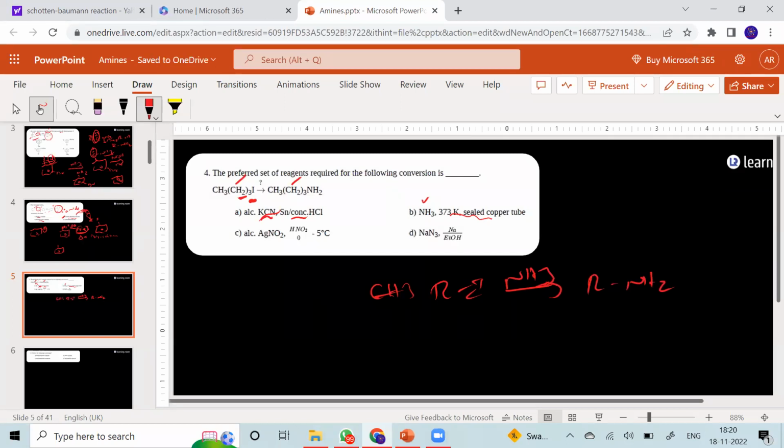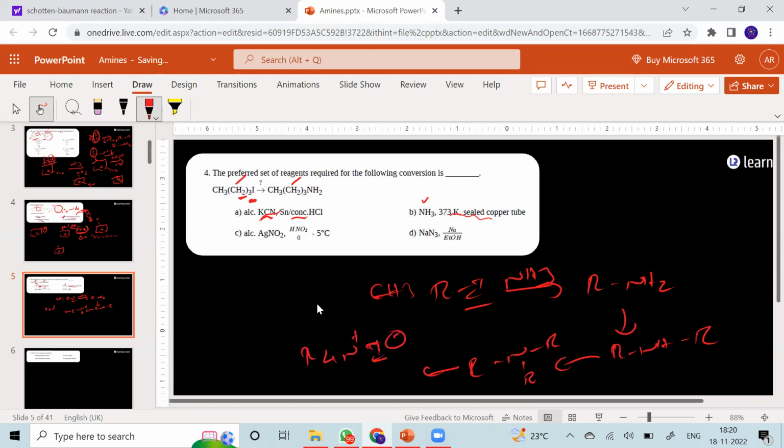Basically, HI will be removed. But this reaction keeps on going. You can form R2NH, you can form R3N, and eventually you can reach R4N+ I-. Quaternary ammonium salt also you can form, right? This reaction looks okay because eventually you are forming this RNH2, right? But we'll see whether any other option is given or not.